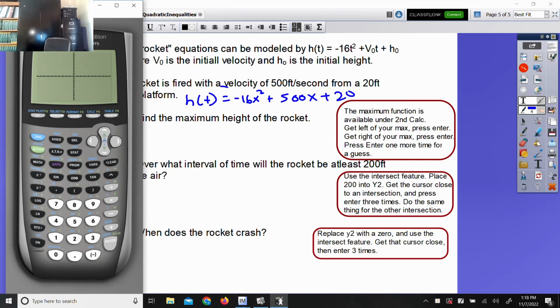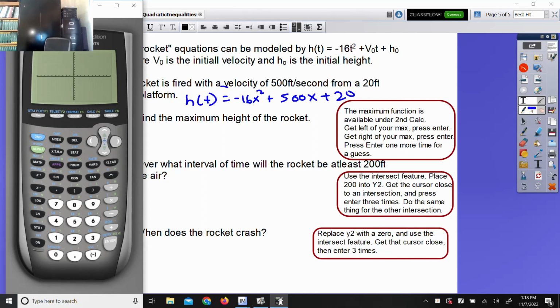Why is that all you see? Because it's the axis. Where's the y-intercept of this equation? Except at 0, 20. Y-intercept is 20. How far does the y-axis go? You can see up to 10.